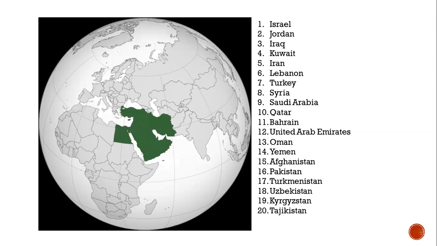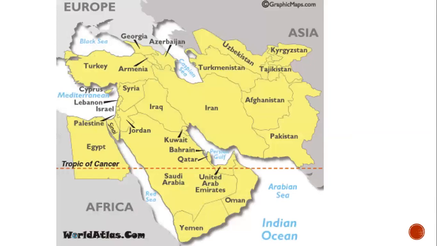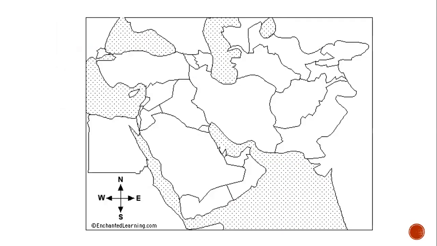Now, there are 20 different countries that we need to know for our quiz on Friday. For these 20 countries, there are some hints and tips on how to remember which country is which. So we'll flash back to a couple of maps today. First off, we'll look at the world map that we were just on. Now we have a regional map, and then we'll go to a blank map to test our skills.